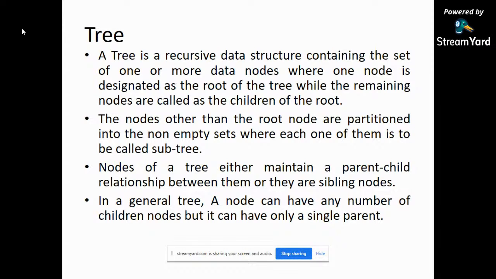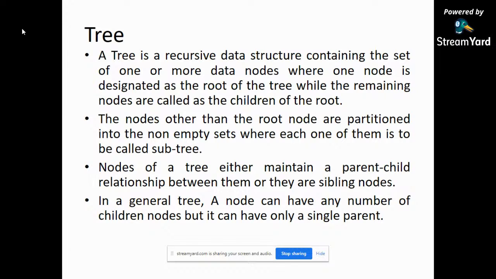So this point is important, that one node will be the root of the tree, and the remaining nodes are called as the children of the root. So the nodes other than the root node are partitioned into the non-empty sets, where each one of them is to be called a subtree. So the main node is called the root node. Now the rest of the tree is partitioned into two parts: left of root node and right of root node. So this partitioned tree is called a subtree.